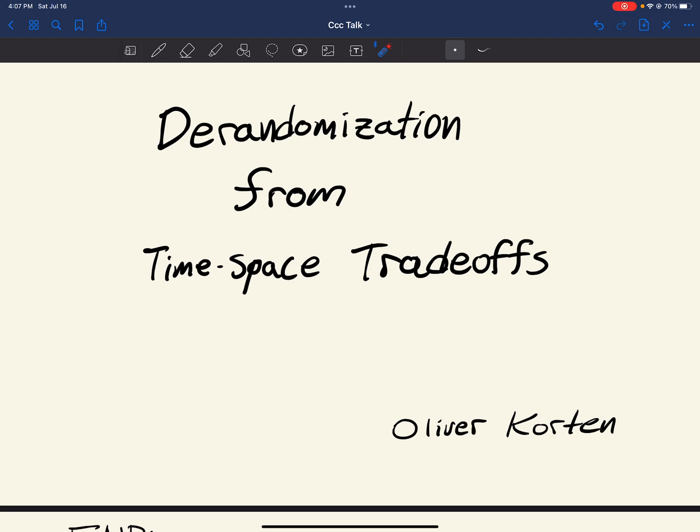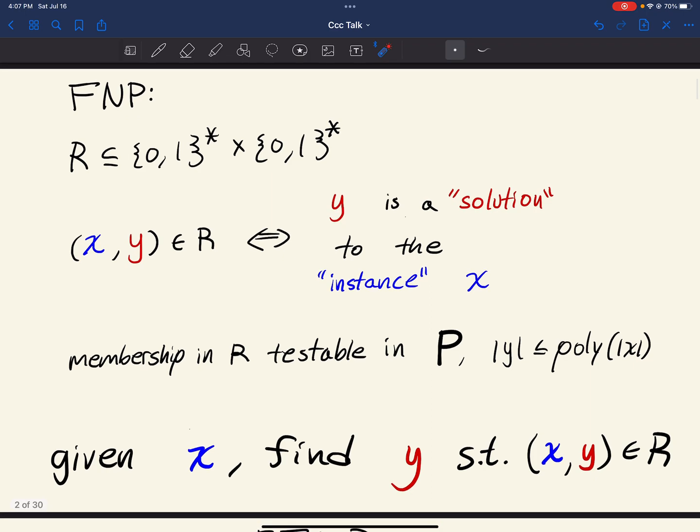Hello, my name is Oliver, and today I'm going to talk about derandomization from time-space trade-offs. In this work, we're going to be concerned with FNP search problems.